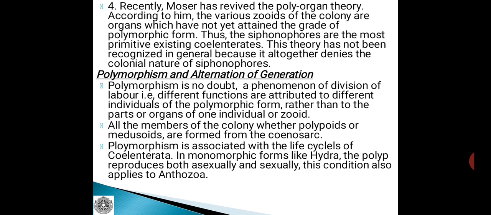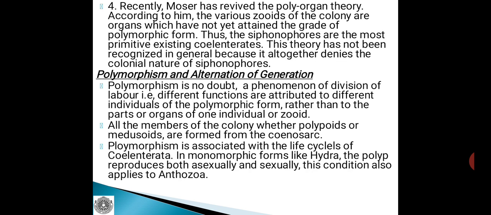Recently, another scientist named Moser has revived the polyorgan theory, and according to him, the various zooids of the colony are organs which have not yet attained the grade of polymorphic form. Thus, the siphonophores are the most primitive existing coelenterates. This theory has not been generally recognized because it altogether denies the colonial nature of siphonophores. So, of the theories discussed so far, the polyorgan theory is said to be the accepted one throughout the world.